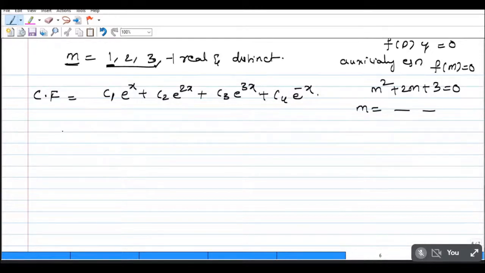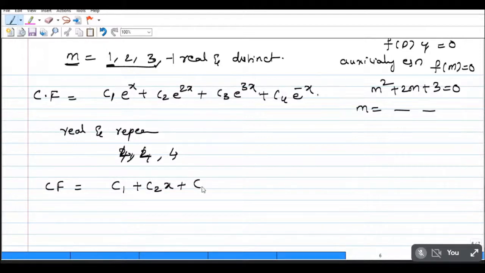Suppose the roots are real and repeated roots. Suppose 4 is my root, repeated 3 times. Then what is the part of the complementary function? C1 plus C2x plus C3x square. It is repeating 3 times, so write only 3 constants. C1 plus C2x plus C3x square into e power 4x.